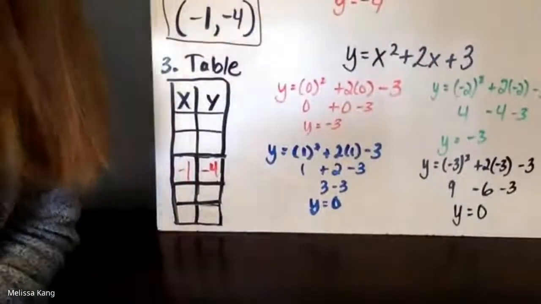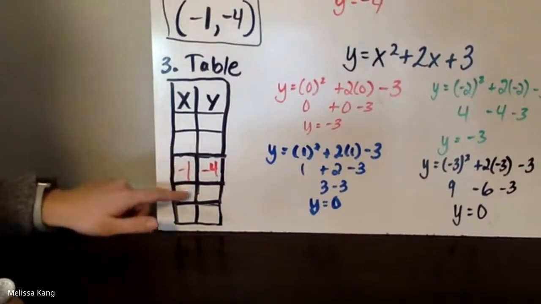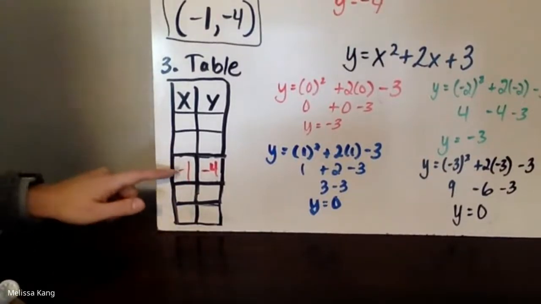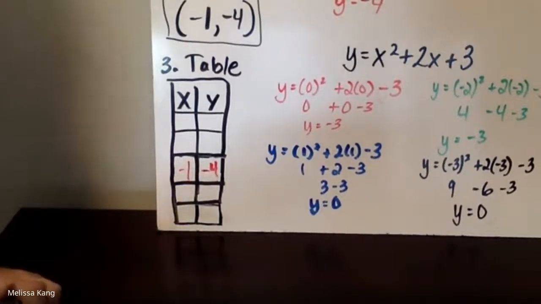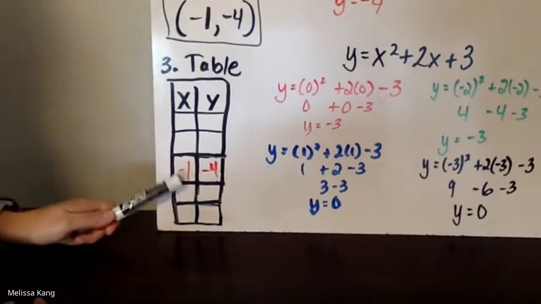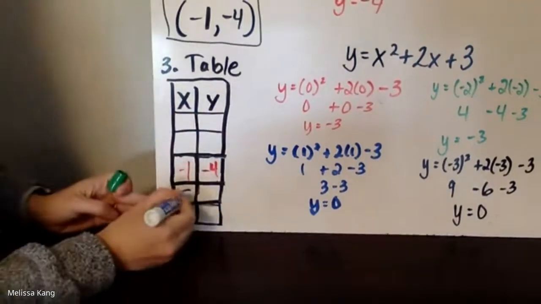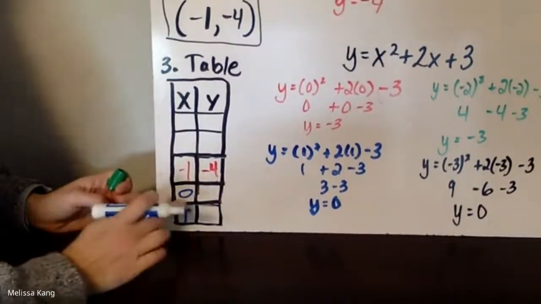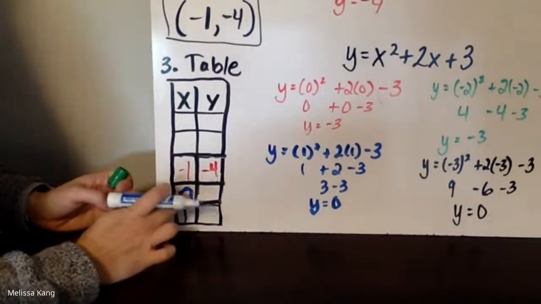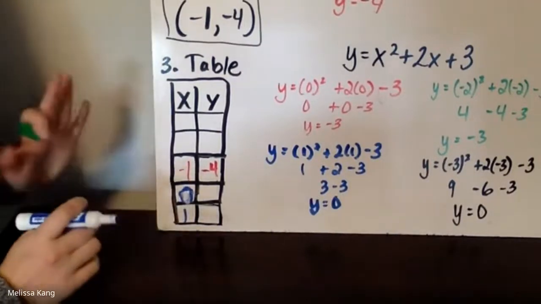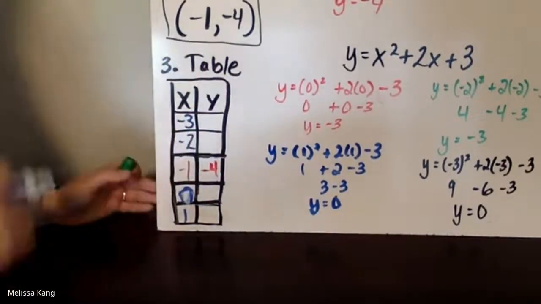All right, so in my table of values, I have 5 spots, typically, and my vertex goes in the middle spot. So negative 1 was my x, negative 4 was my y, and then I'm just going to pick integers that are bigger than negative 1. So like 0 and 1. You guys get the gist. And then -2 and -3 are on the opposite side.